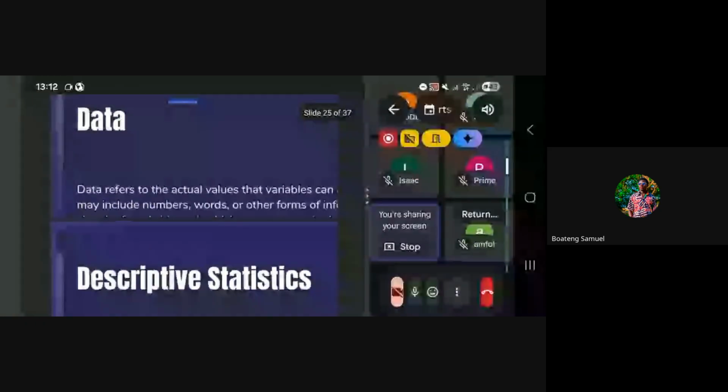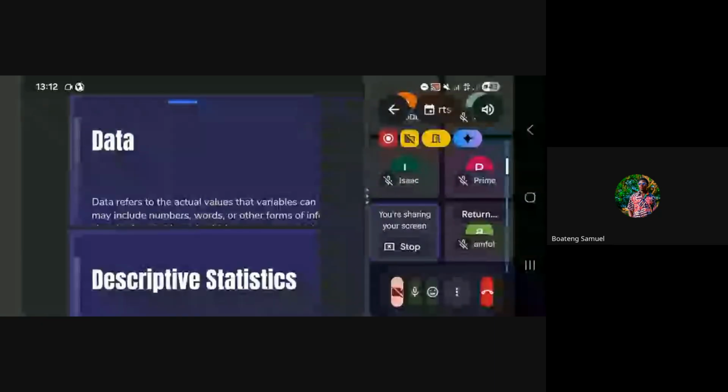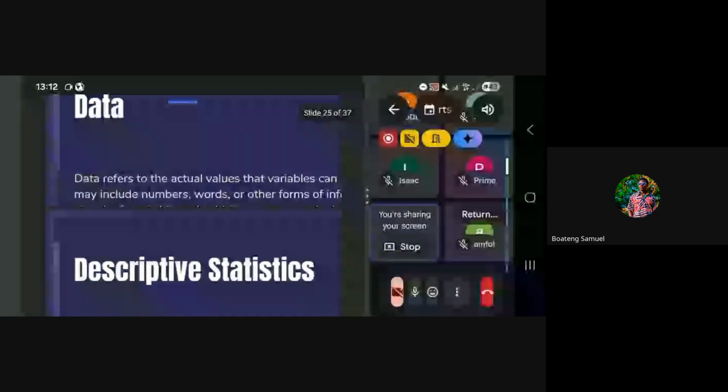Data in statistics, we have been making mention of data. What is data in statistics? When we talk about data, what does data refer to? So we can say that data refers to the actual values. Oliver, go ahead.